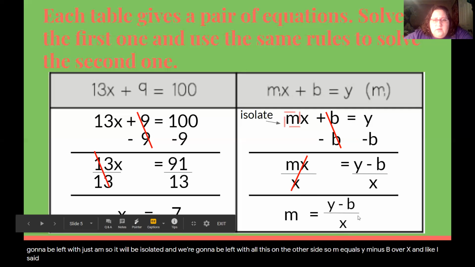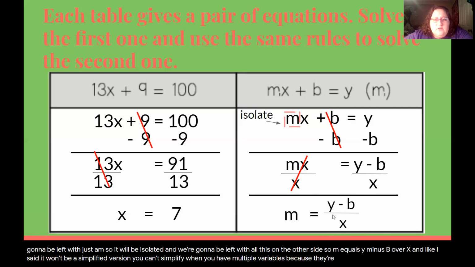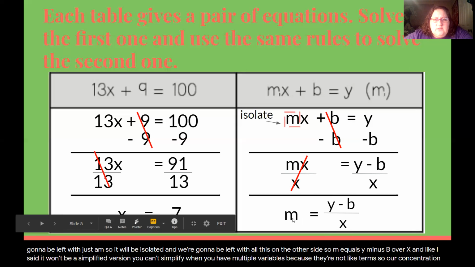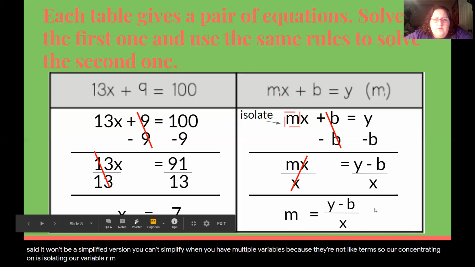And like I said, it won't be a simplified version. You can't simplify when you have multiple variables because they're not like terms. So all we're concentrating on is isolating our variable. Our m is alone, so we have isolated it.